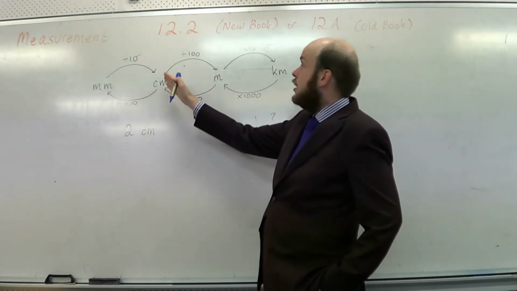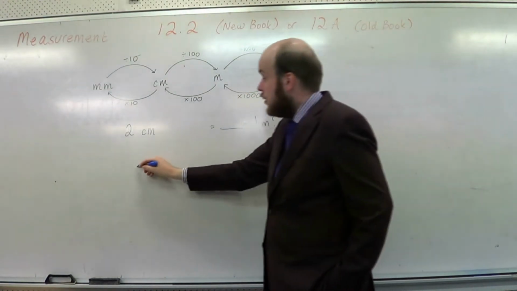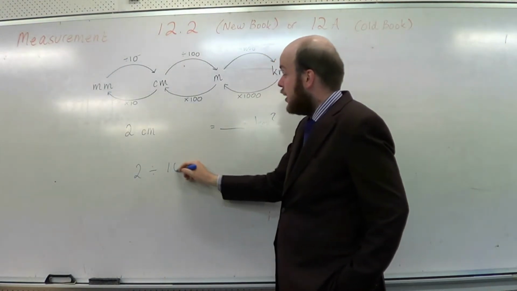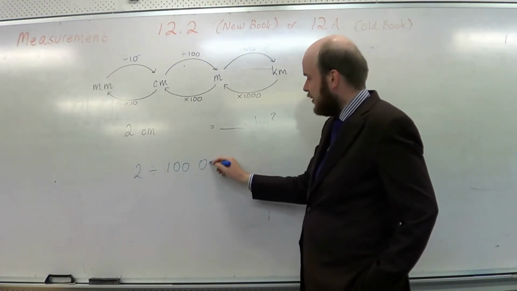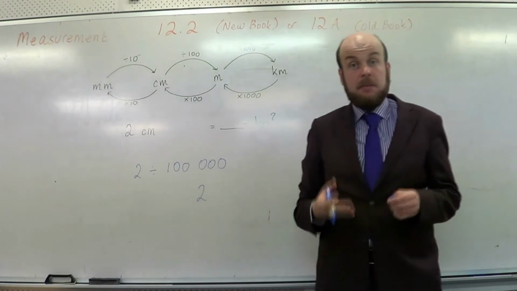So if I want to go from centimeters to kilometers, this would be the same as having to divide by 100 and then divide by 1,000. Or in other words, 2 divided by 100,000. So how can we do this without a calculator? Well, this is very easy.